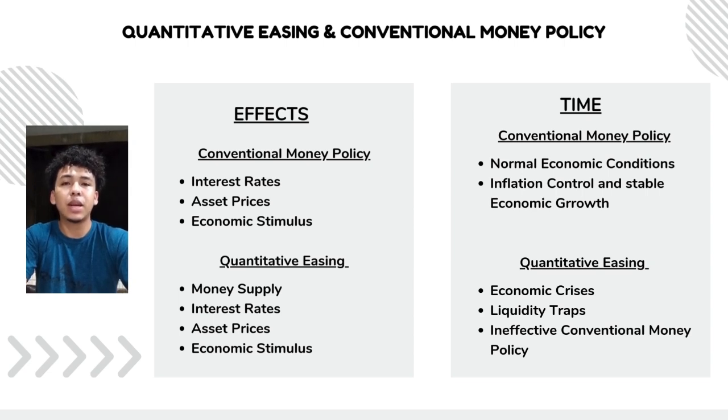It can inflate asset prices, potentially leading to asset bubbles. It is used during times of economic crisis or when conventional monetary policy is ineffective. And for the time implemented, conventional monetary policy is implemented in normal economic conditions for inflation control and stable economic growth. And quantitative easing is implemented during economic crisis, liquidity trap, or when conventional monetary policy is ineffective.